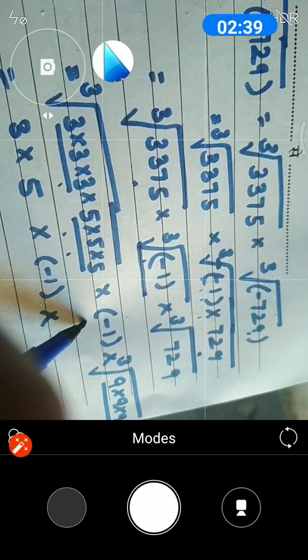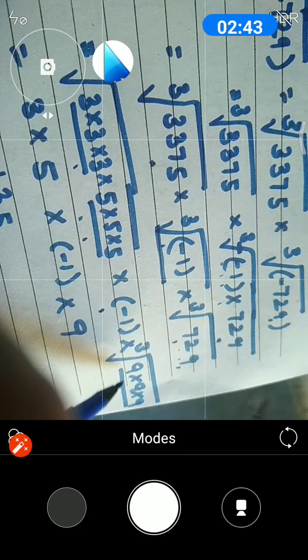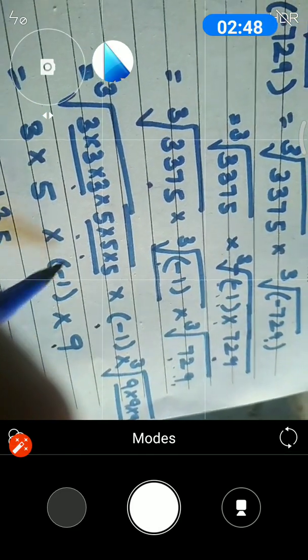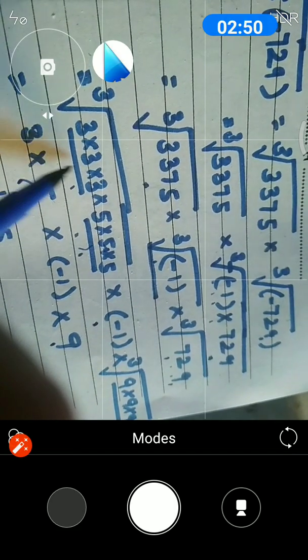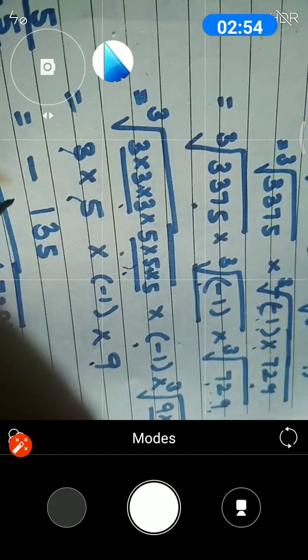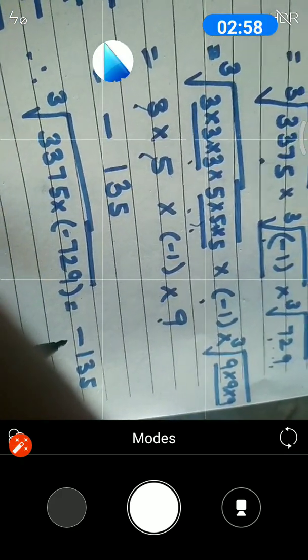It is minus 1, and the cube root of 729: the factors are 9 into 9 into 9. So we take one 9 from the triplet. From this triplet we take 5, from this triplet we take 3, and minus 1 is there. So when we multiply we get minus 135. So the final answer of this cube root is minus 135.